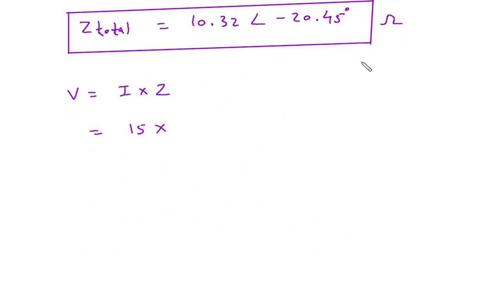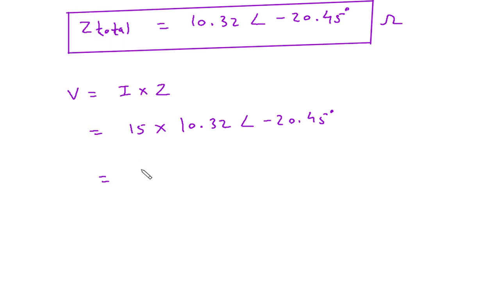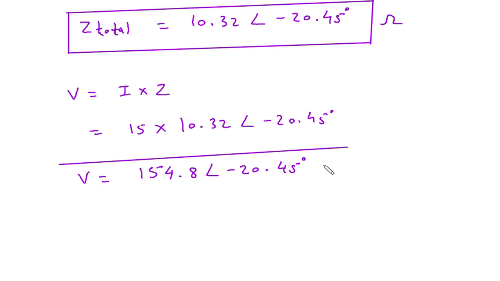multiplied by Z. The value of impedance Z is 10.32 at an angle of minus 20.45 degree. So it will be 15 multiplied by 10.32. So it is 154.8 at an angle of minus 20.45 degree. So this is the value of voltage V and its unit will be volts.